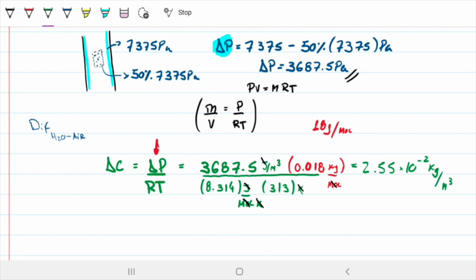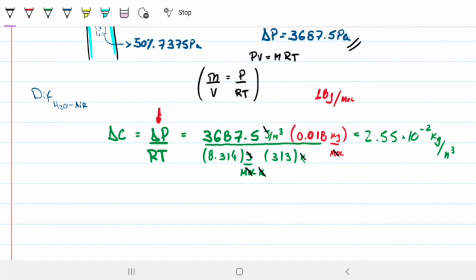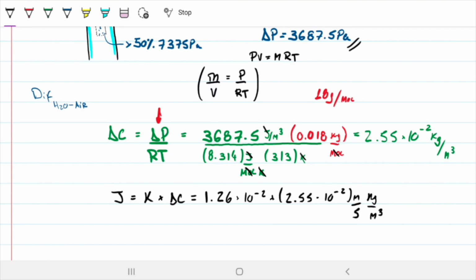And now we can finish off by calculating the mass flux, which is what we're looking for from the start. J equals K from problem 1 times delta C. In this case, K is 1.26 times 10 to the minus 2, which we got before in the first part A, and then delta C is 2.55 times 10 to the minus 2. And this is meters per second on the K, and we have kilograms per meters cubed on delta C, right?